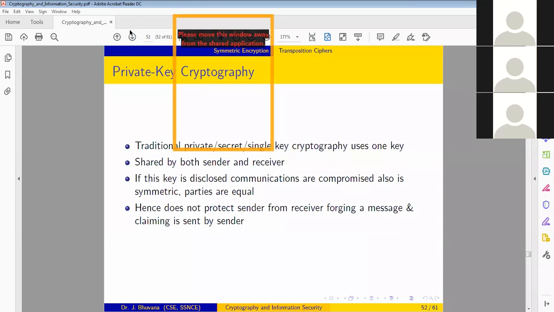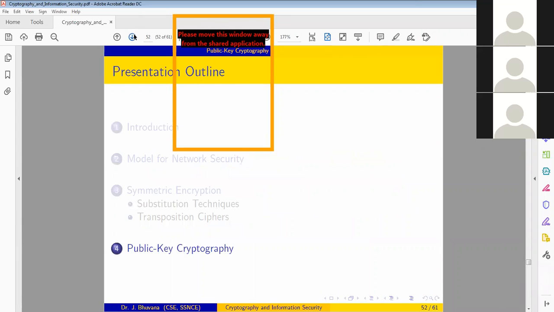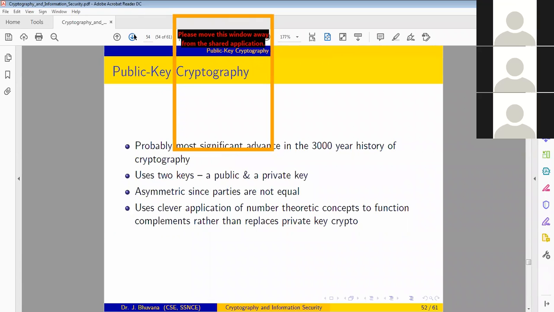Okay, so the next kind of encryption is the public key encryption. With this I finish this session. The public key encryption is, as we have seen, one key is used for encryption, another key will be used for the decryption.